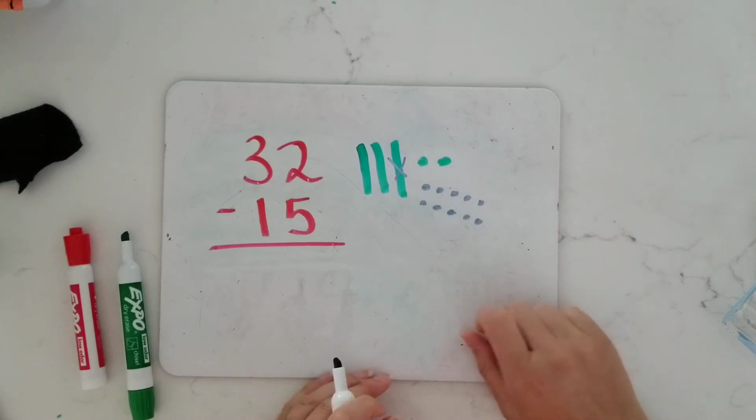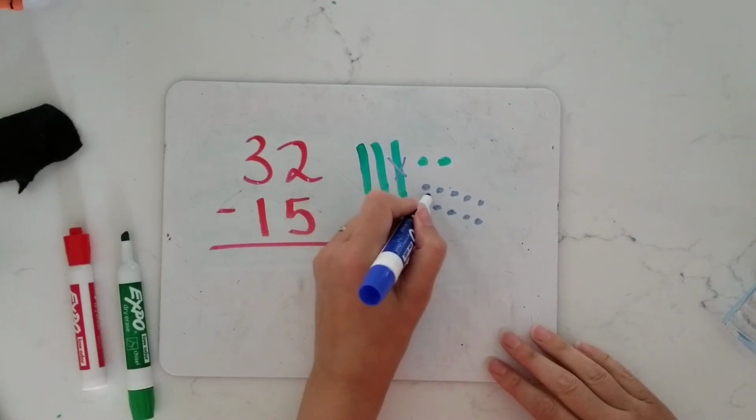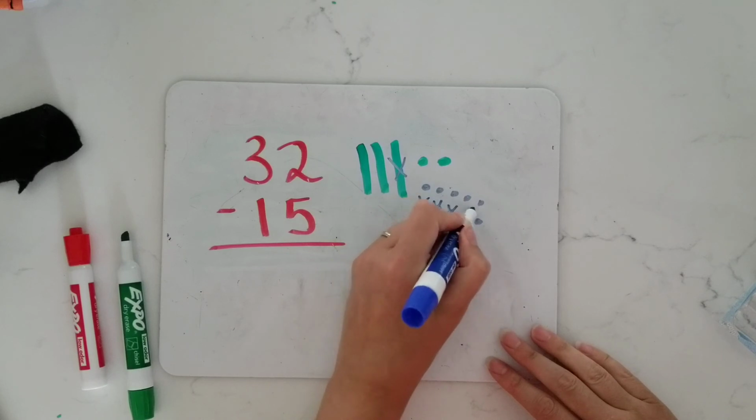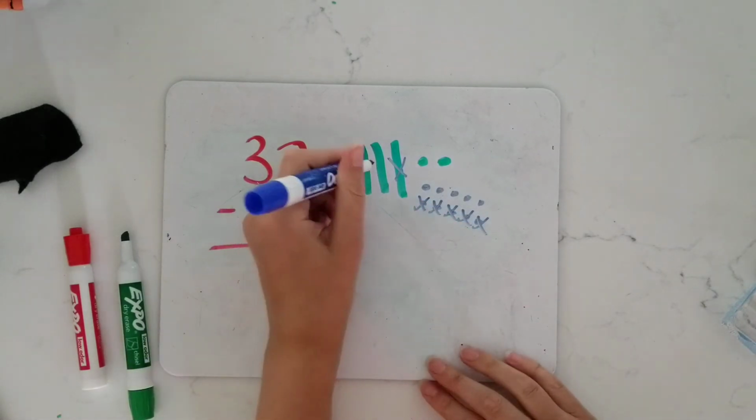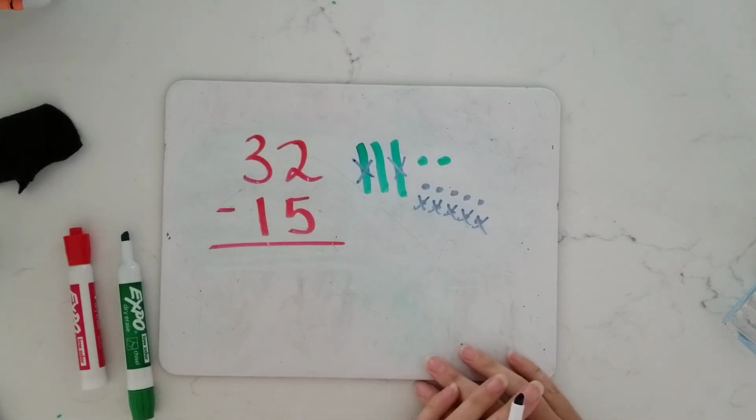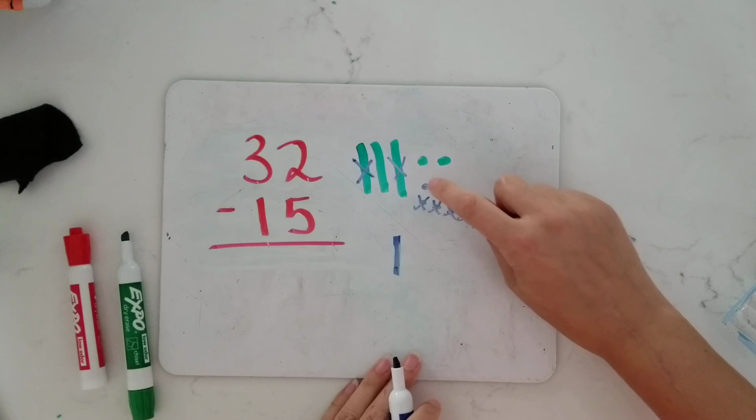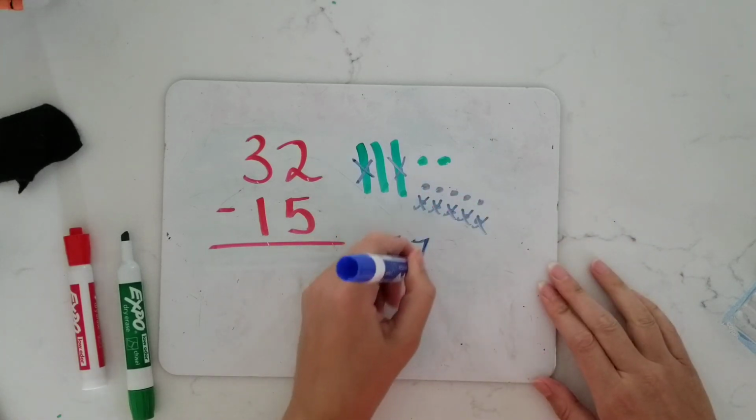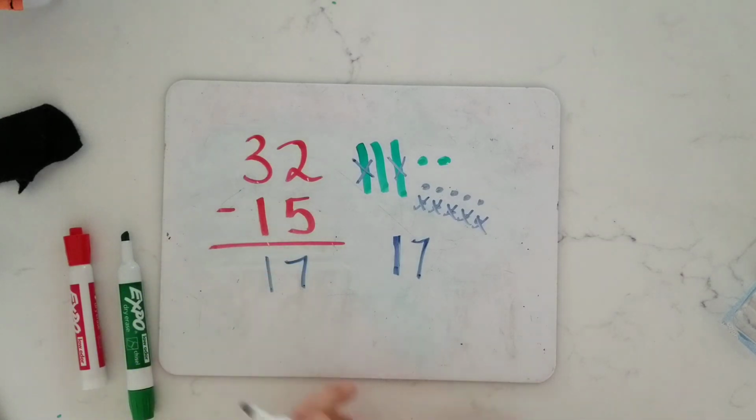I've regrouped that number. So now I can easily take 5 away. 1, 2, 3, 4, 5. I can easily take away 1 10. And I'm left with 1 10 and 1, 2, 3, 4, 5, 6, 7 1s. So my answer is 17. Hopefully that's making sense to you.